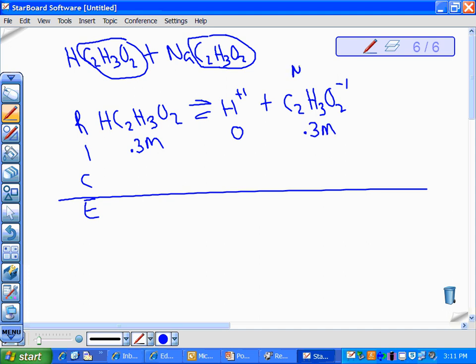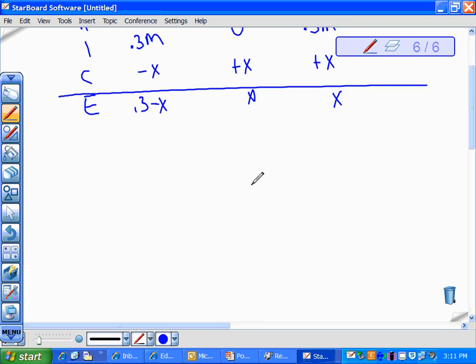This is the sodium acetate, but the sodium is just spectating. It's just a spectator, so we do have some acetate ions. Since this is 0, you do have a plus x here, and you do have a minus x here. So you end up with x squared over 0.3 minus x, and we're going to set that equal again to the Ka, because this is for that acid.